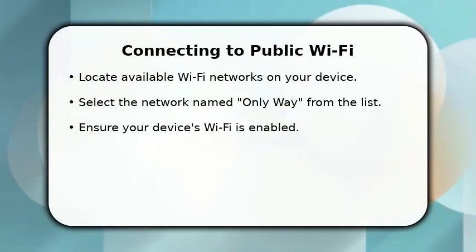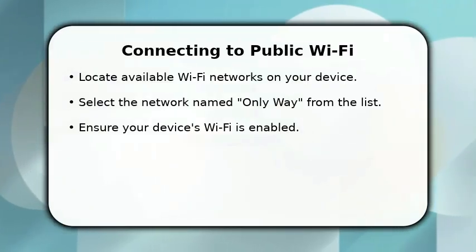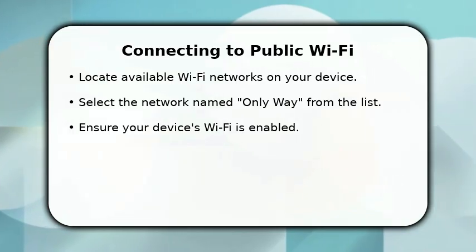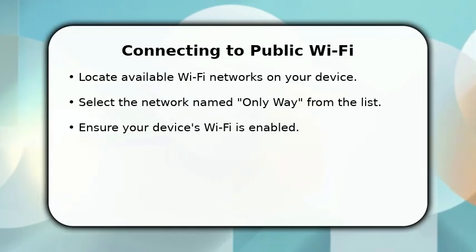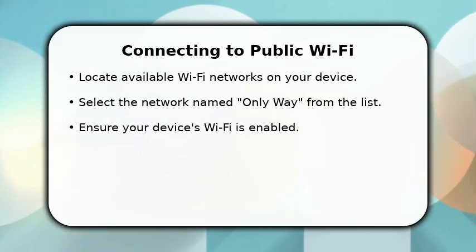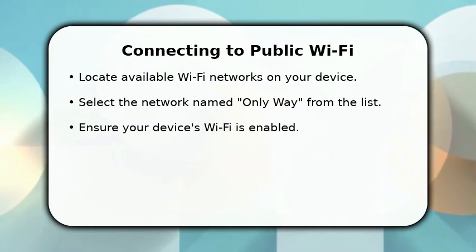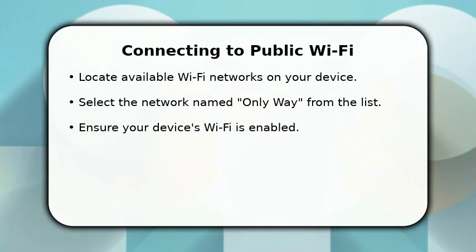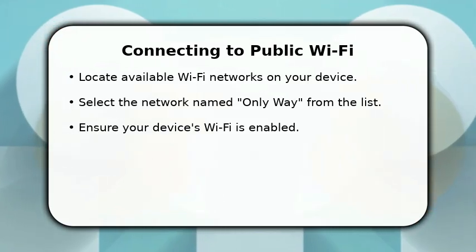In this video, I will explain how to use your public Wi-Fi. First, ensure your device's Wi-Fi is turned on. Then, open your network settings and look for available networks. You should see Only Way listed among them. Select this network to begin the connection process. This initial step is crucial for accessing the internet quickly and efficiently.